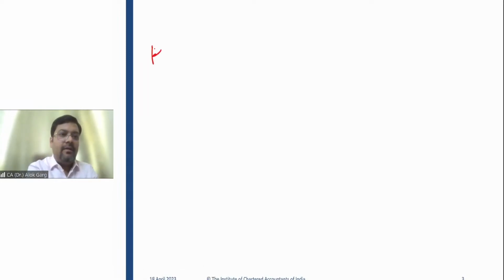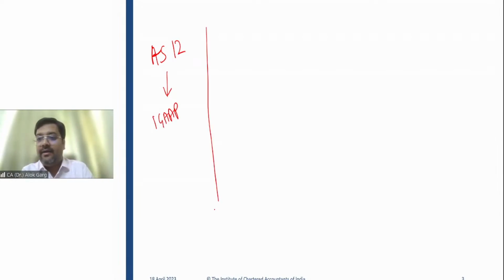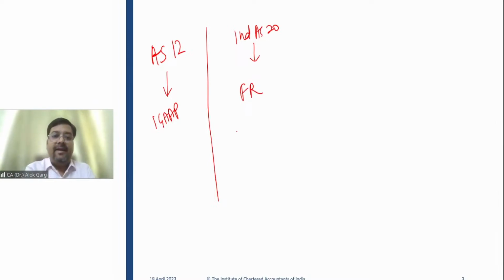AS 12 was the government grant standard, which was there in IGAP, right? Which we have already discussed in CA Inter or IPCC. Ind AS 20, this is your Ind AS, which is covered in financial reporting paper 1, right? And this is under Ind AS, the new accounting standard.